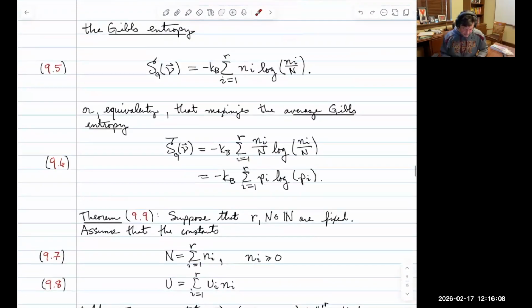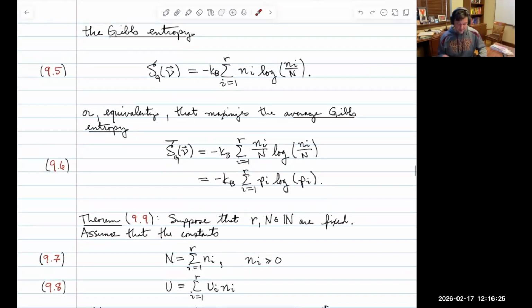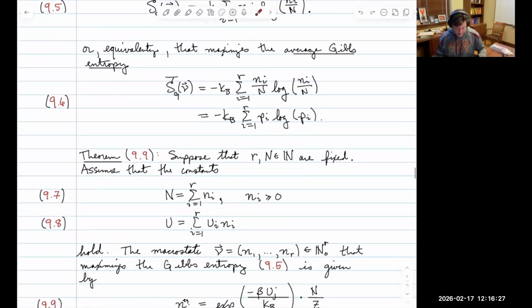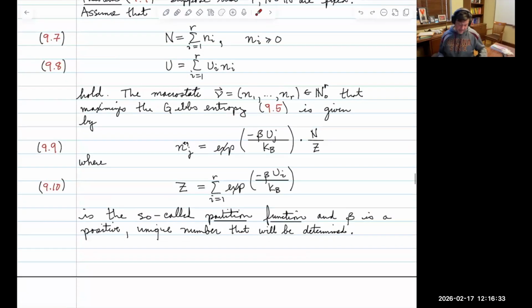So let's go back up to the Gibbs entropy 9.5. Right there it is. And how did we get there? We started with the Boltzmann entropy. We used Stirling's approximation. If you've never seen Stirling's approximation, please do go through that calculation I just showed. And you get this thing called the Gibbs entropy, which is easier to work with when the number of particles becomes large. The macro state that maximizes the Gibbs entropy 9.5 actually has a nice analytical expression. We're going to call that the equilibrium state.